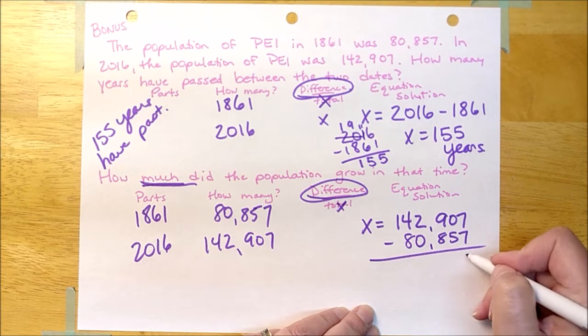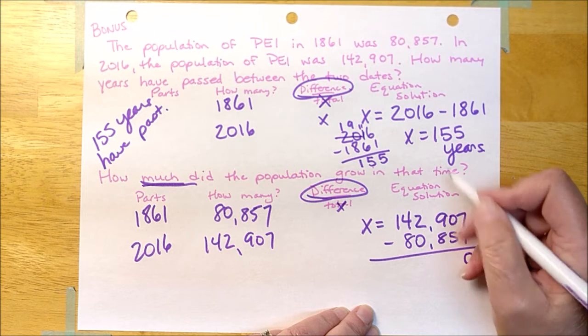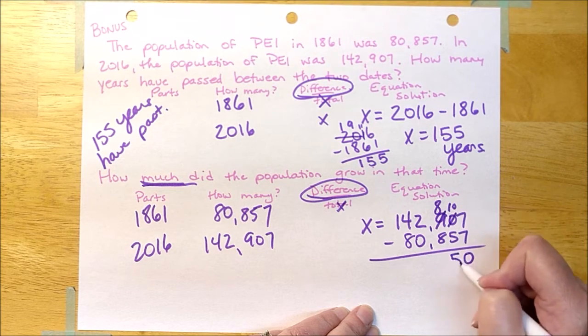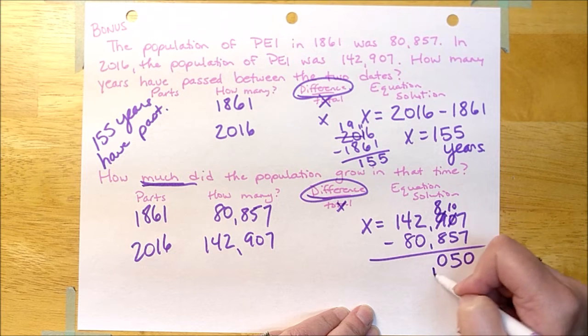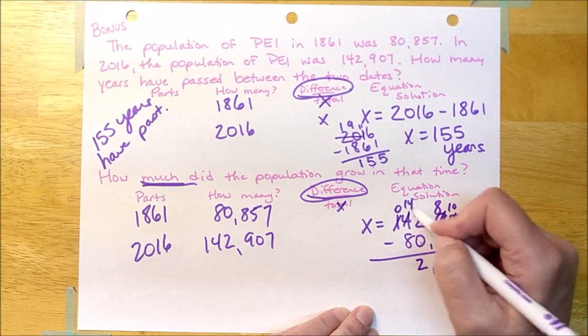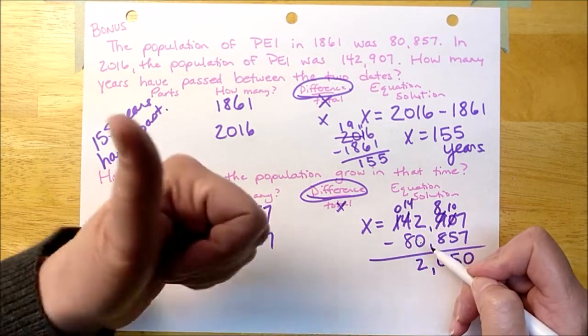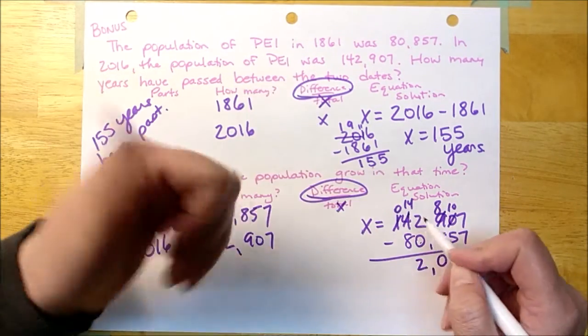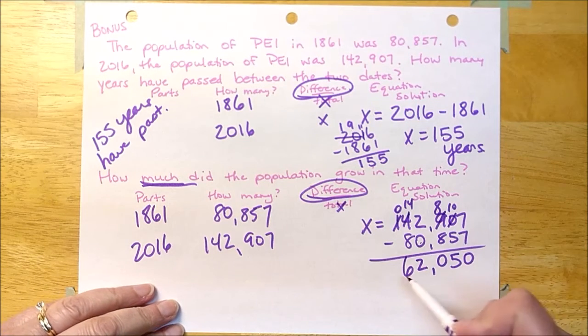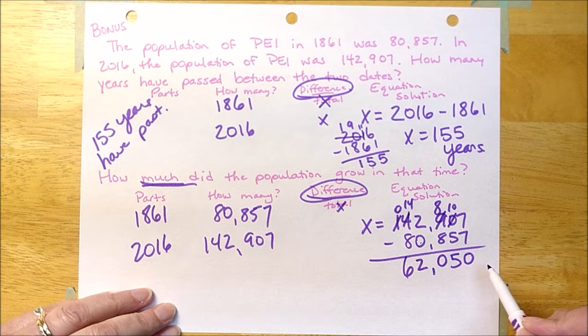7 minus 7 is 0. 0 minus 5 does not work. That becomes an 8. That becomes a 10. 10 minus 5 is 5. 8 minus 8 is 0. 2 minus 0 is 2. I can't do that. So 14 minus 8 is 6. So my population grew by 62,050.